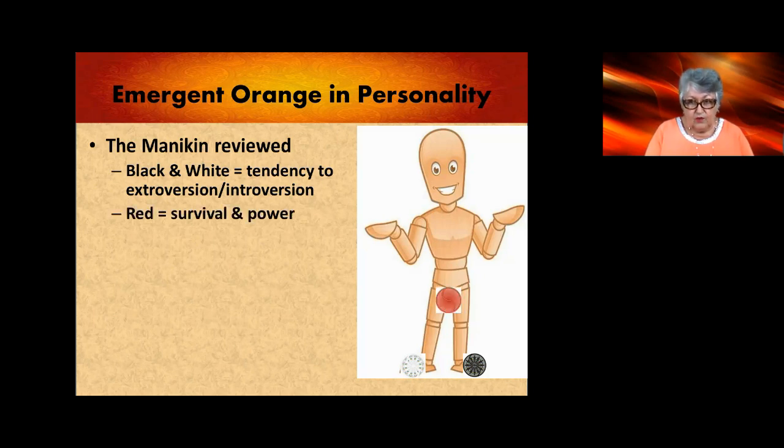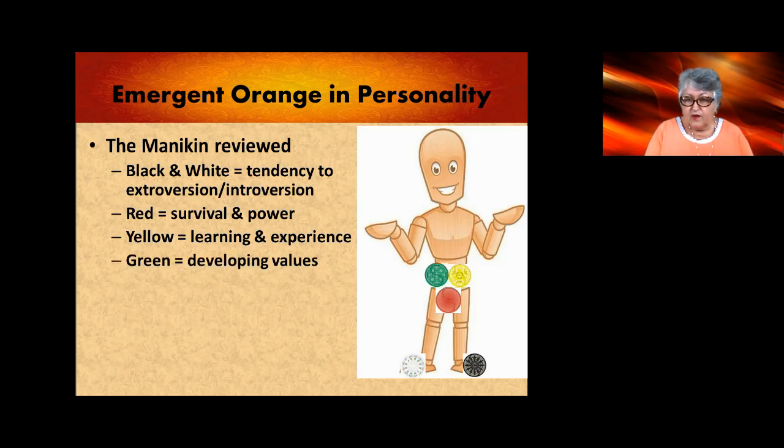The first of the hues that emerges in a personality is always red, and it has to do with survival issues and also with power that is inherent within the individual, but also occurs as a result of those external forces that impinge upon a young child. Yellow is learning and experience, whereas green is development of values.